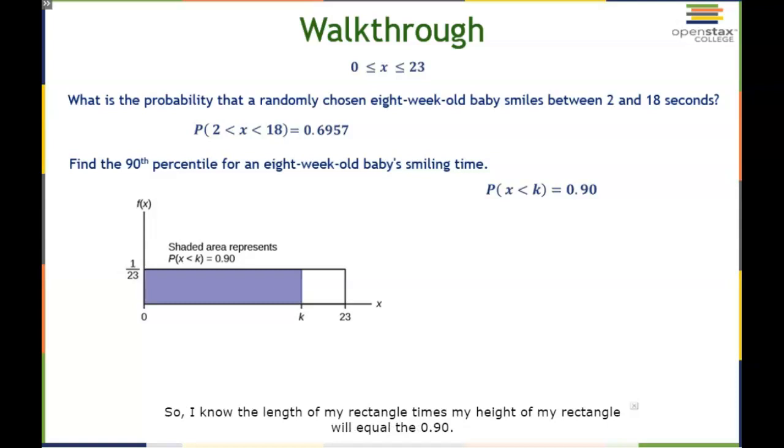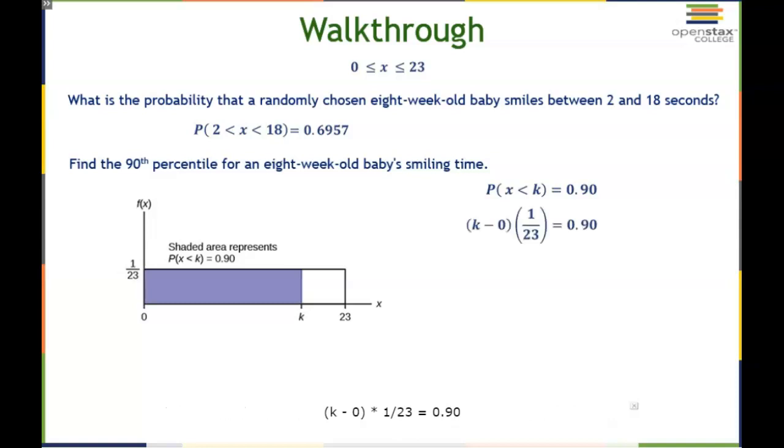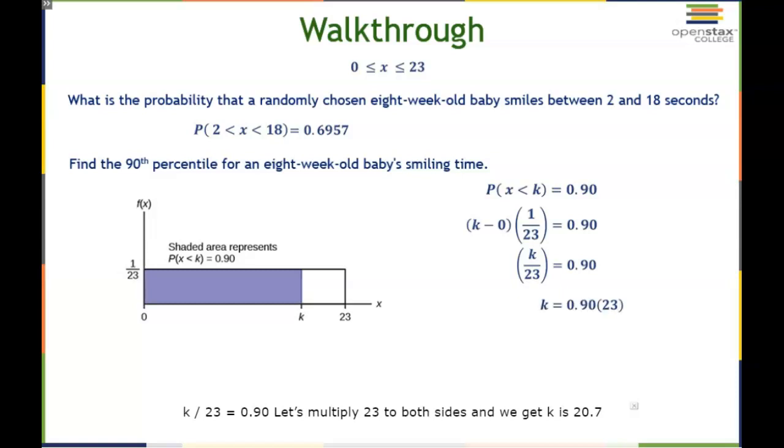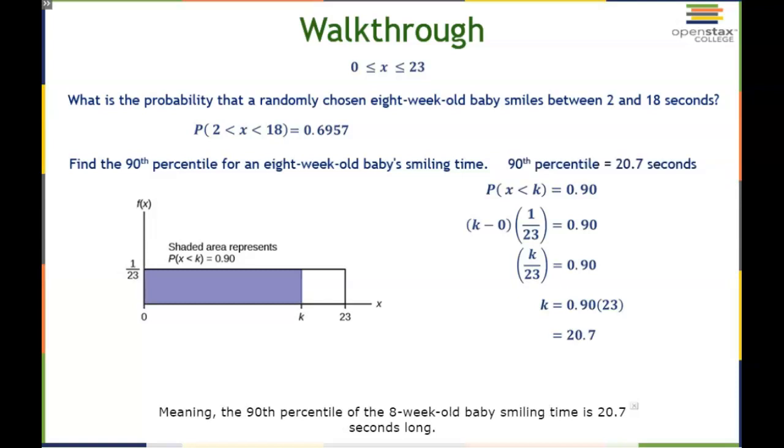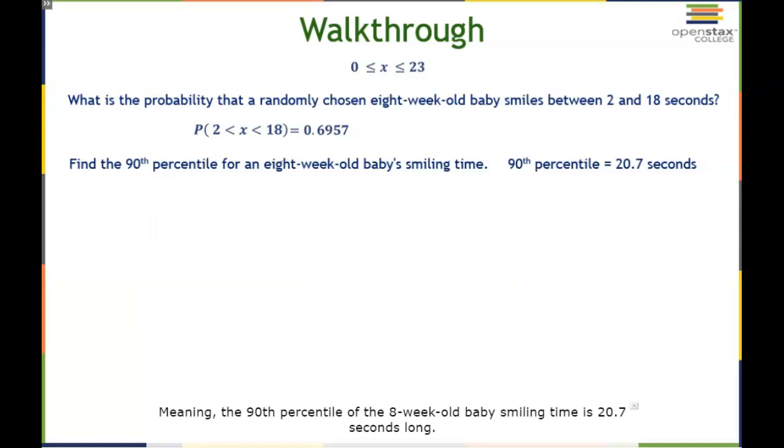So I know the length of my rectangle times my height of my rectangle will equal 0.90. So k minus 0 times 1/23 equals 0.90. k over 23 equals 0.90. Let's multiply 23 to both sides, and we get k is 20.7, meaning the 90th percentile of an 8-week-old baby's smiling time is 20.7 seconds long. That's a long smile, even for an adult.